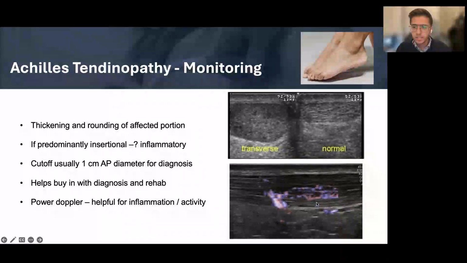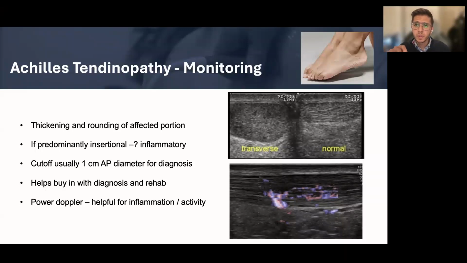Again, similarly here, you can see that neovascularity in an Achilles tendinopathy. And really, what I do find helpful, again, nice guidelines, and most clinicians will make Achilles tendinopathy a clinical diagnosis, which is absolutely what it is. But actually, using the ultrasound to show the patient their images and look at them respond to rehab can really help with buy-in and understanding their diagnosis a lot better.